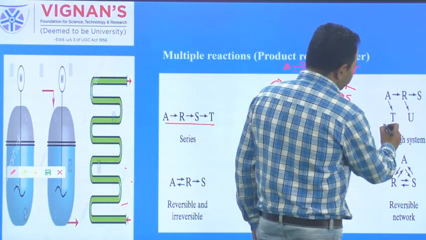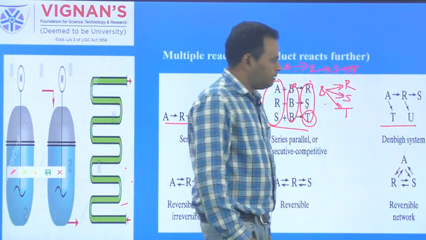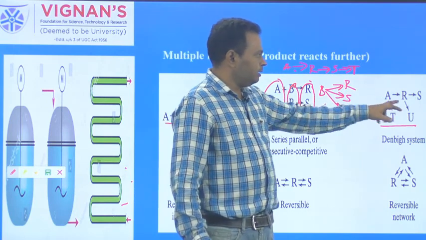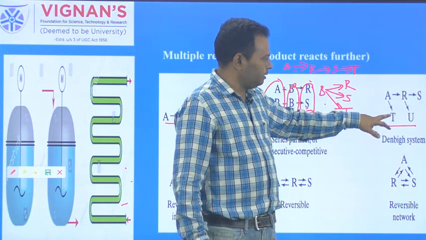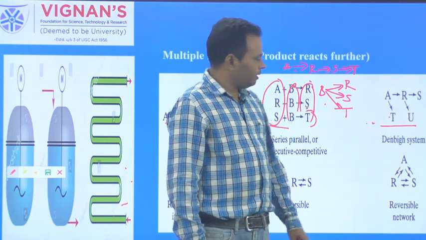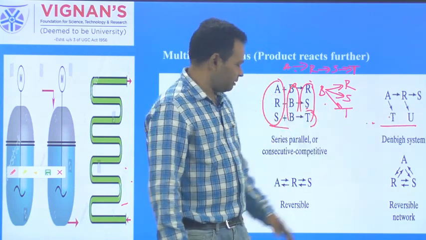Next one, we can have the Denbigh system of reactions. So within this series reaction, simultaneously from the reactant and the intermediate molecule, we can have simultaneously the formation of T and U. This is known as the Denbigh system of reactions.